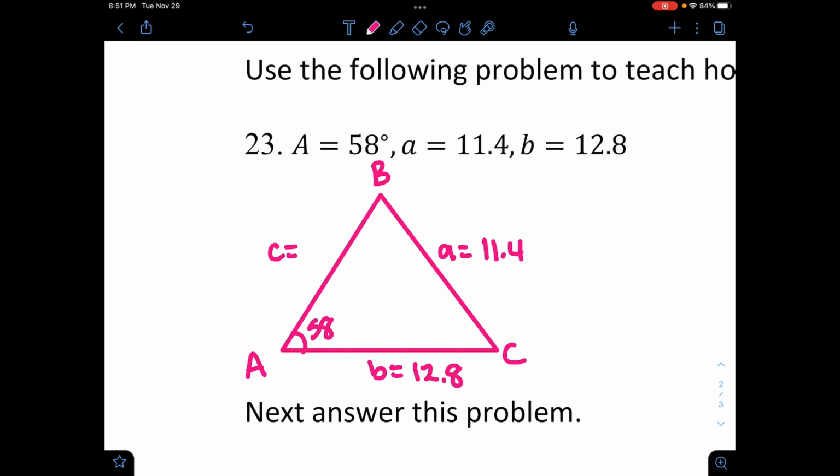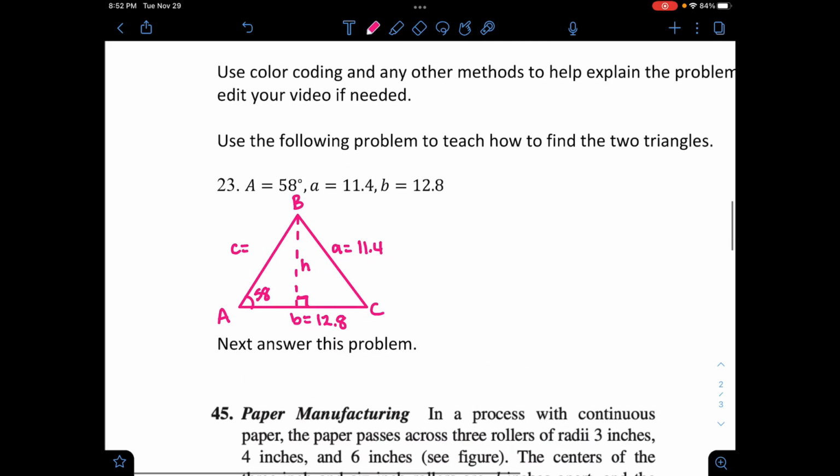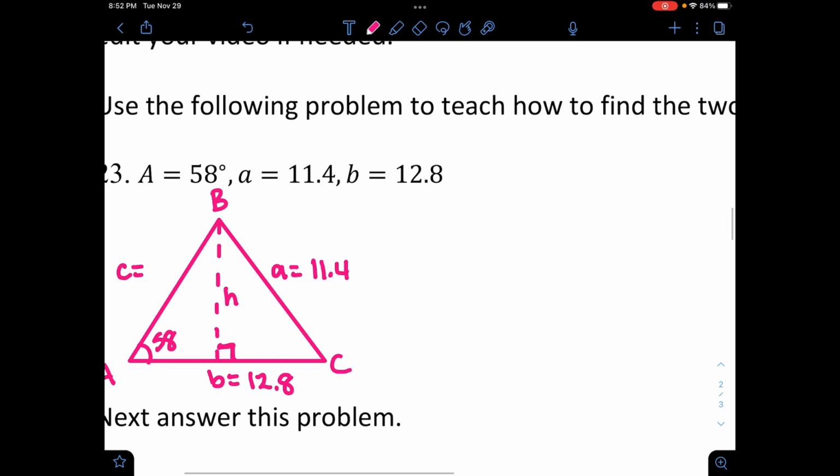And then what we're going to do after, since we're solving for two triangles, is we're going to break it right down the middle like this and label this part H right here. Then using the law of sines, we're going to be solving for this right now, and we're eventually going to find H from that. So first we're going to use what we're given.